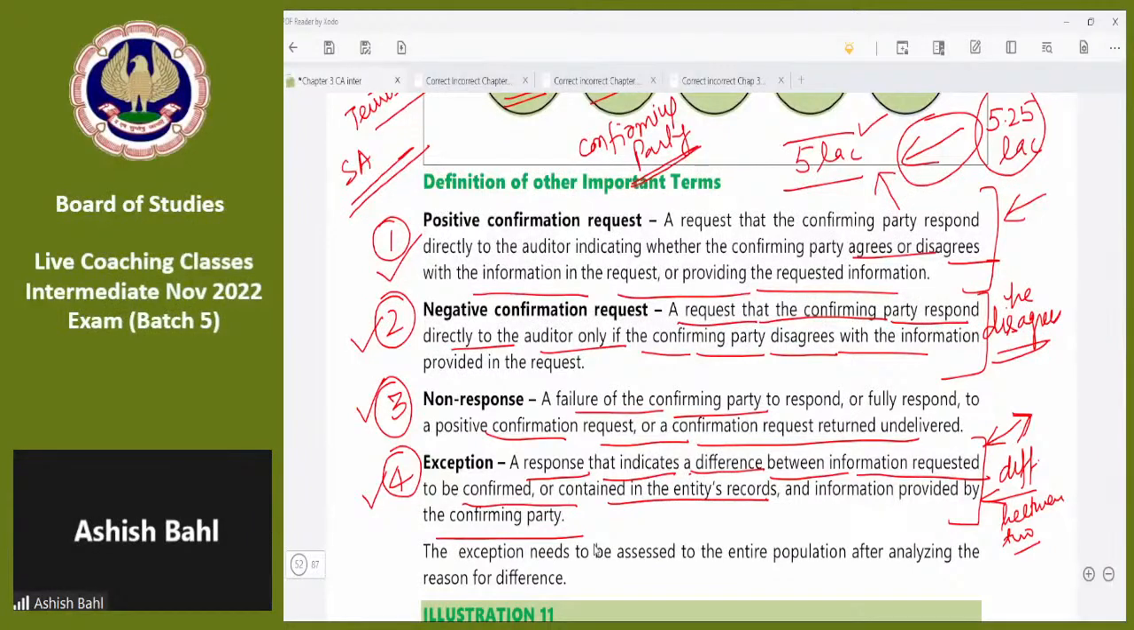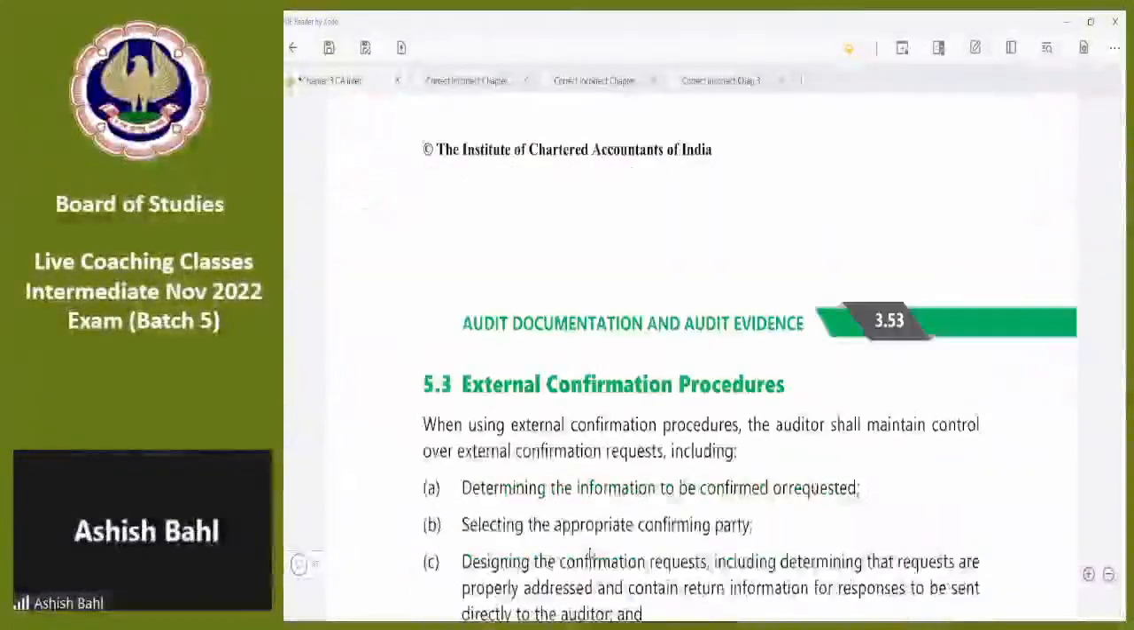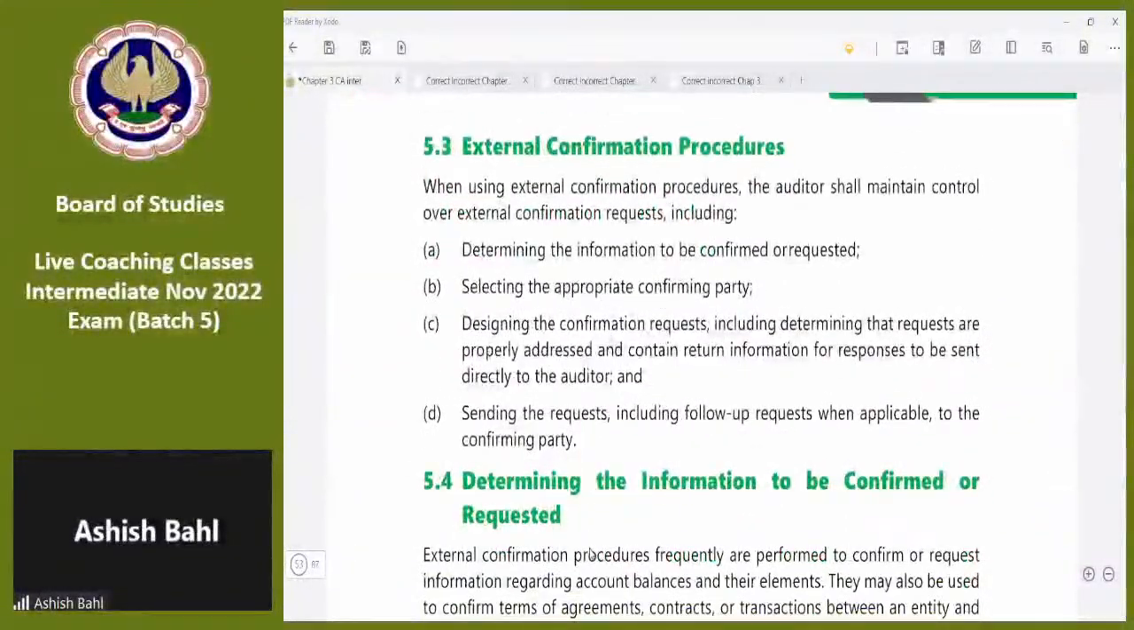And exception means when there is a difference between the information which is requested to be confirmed and the information which is supplied by the confirming party. Is that clear? Is that clear to you, Ayush? Please let me know.